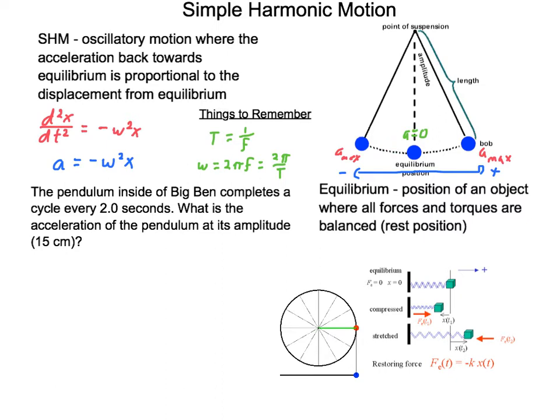Now, before we launch into an example problem, let me remind you of some basic things here. Period equals 1 over the frequency, and your angular frequency, same thing as angular speed, is 2 pi f, or 2 pi divided by the period.